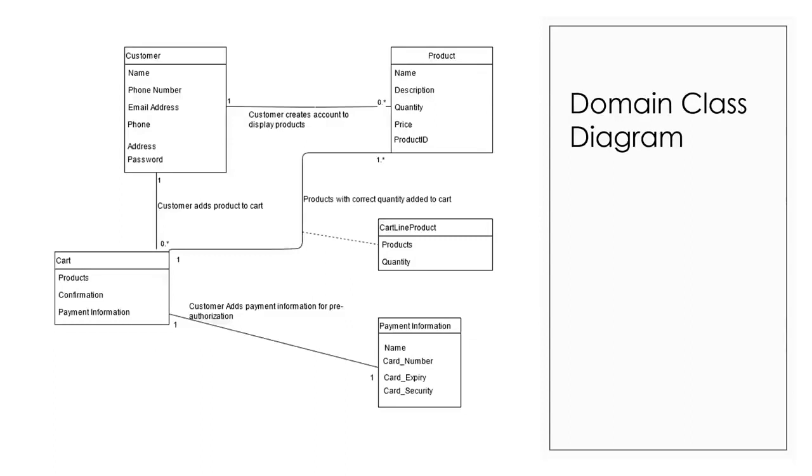In the domain class diagram, we'll see different classes and how they are linked with each other. We have the customer class, cart class, product, and payment information class. The cart line product class is linked with the cart class and the product class. So first, the customer creates an account to display the product class. The customer adds products in the cart class. For the product to be correctly added to the cart, the cart line product class will ensure that the quantity is correct. And next in the cart class, finally, the customer will add the payment information class for the pre-authorization.